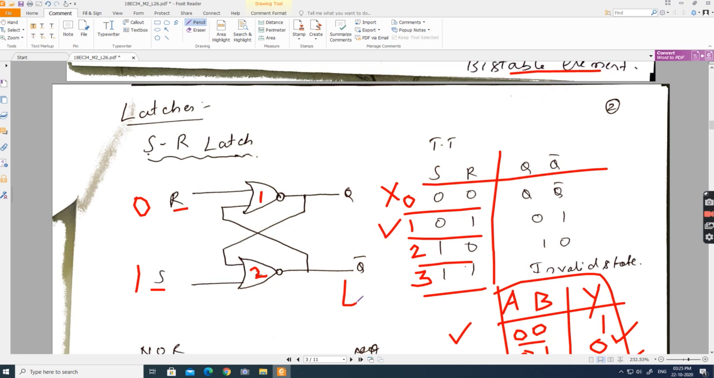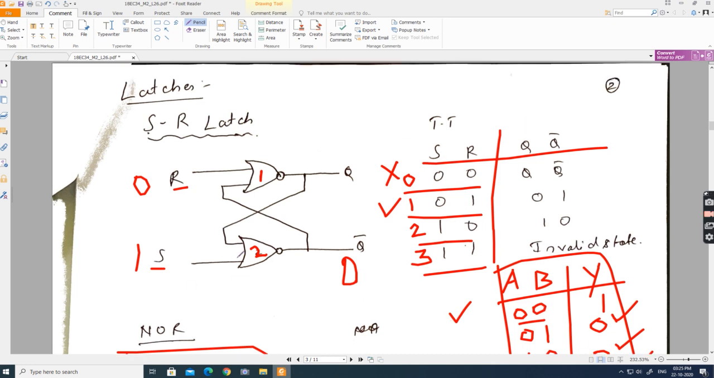What is Q bar? Q bar is 0, because the input is 1. If any one input is 1, the output is 0. Depending on that I am finding. So this 0 is fed here, and I'll be getting the output as 1. Understanding?